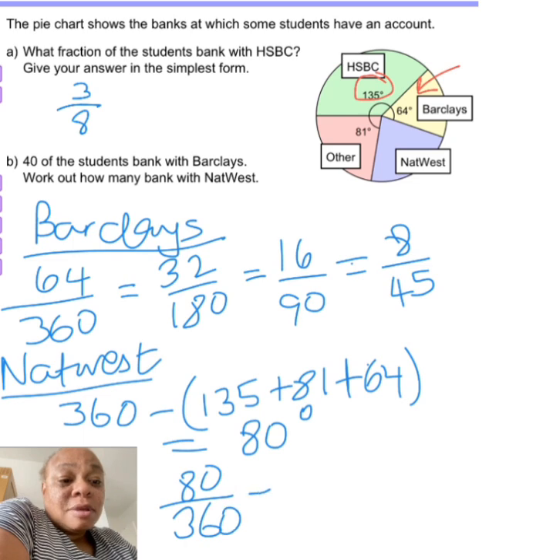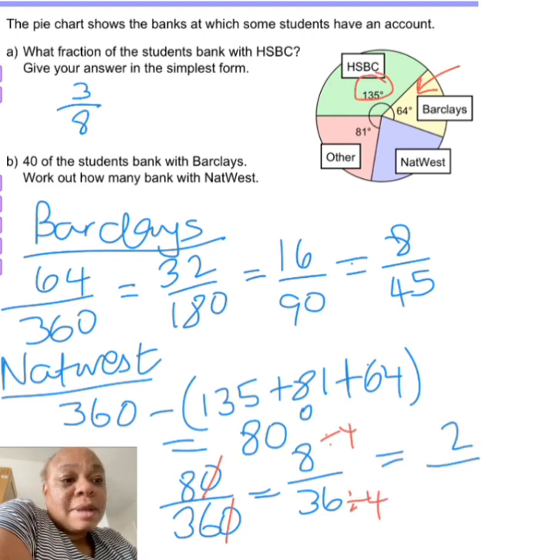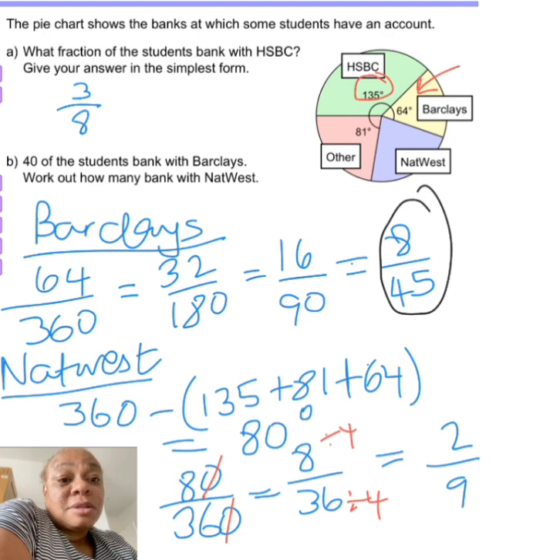If I divide both sides by 10, that will cancel the zeros at the end, so that's 8 over 36. Now I'm going to divide both top and bottom by 4, and that will give us 2 out of 9. Okay, so we have two fractions. The fraction for Barclays is 8 over 45, and the fraction for NatWest is 2 over 9.